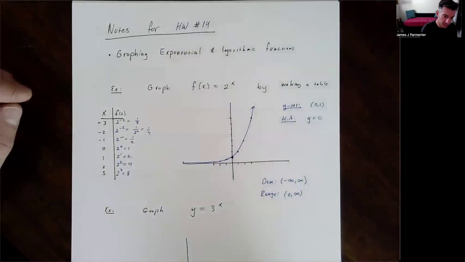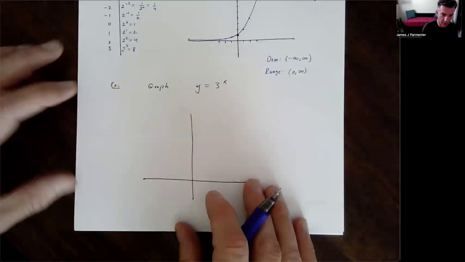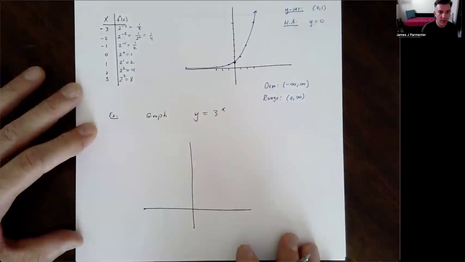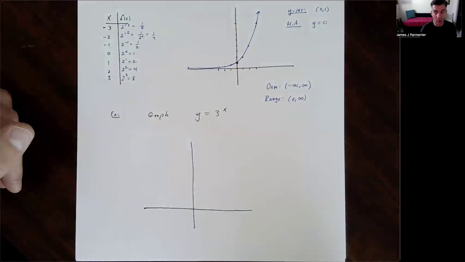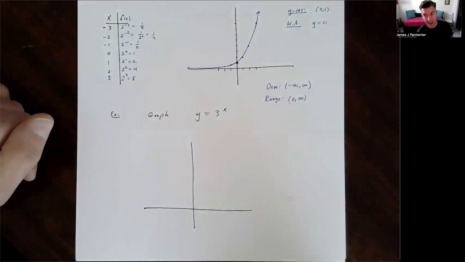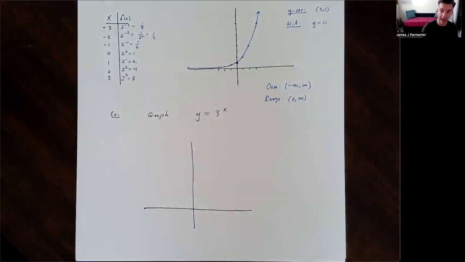Let's graph another one. So let's graph y equals 3 to the x. What I want to point out is for these graphs, I don't really want to plot 7 points. I could. What I really want to do is plot like 1 point, maybe 2 points, and then just know that the shape looks like that.